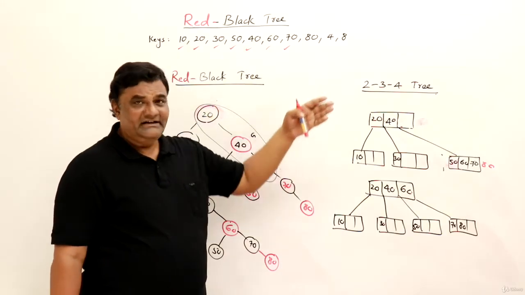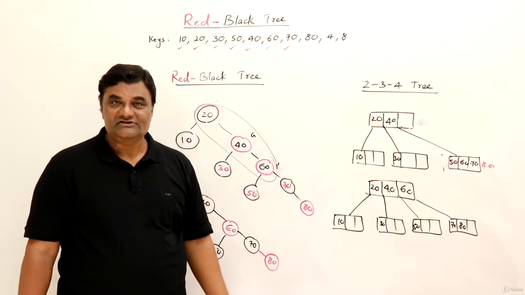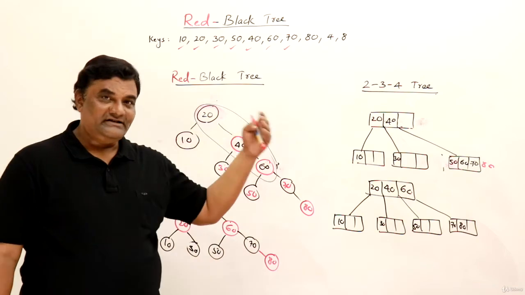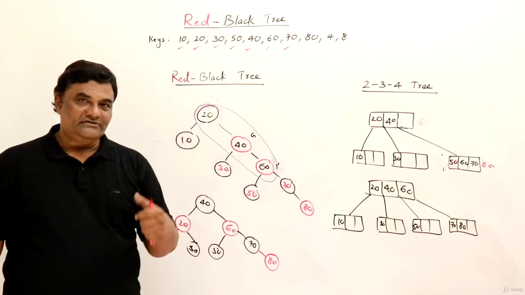Now remaining keys 4 and 8, you do it. I have shown you a sufficient number of key insertions. Now you know how to create a red-black tree and how it is related to 2-3-4 trees. So that's all in this video. Practice this one by yourself.